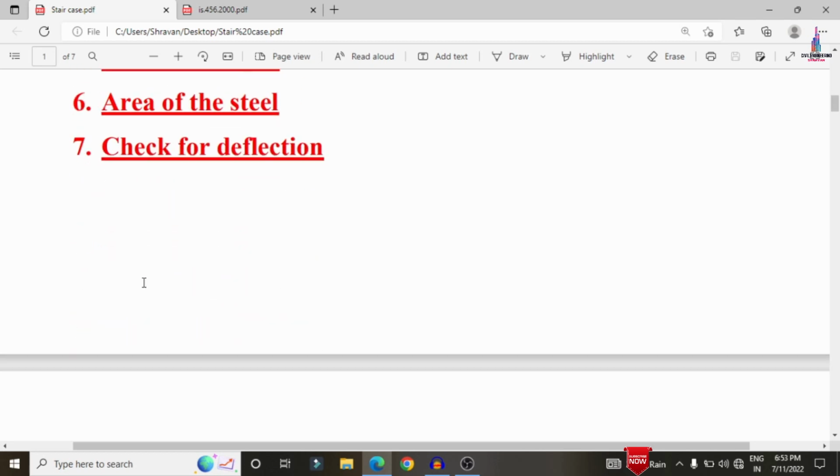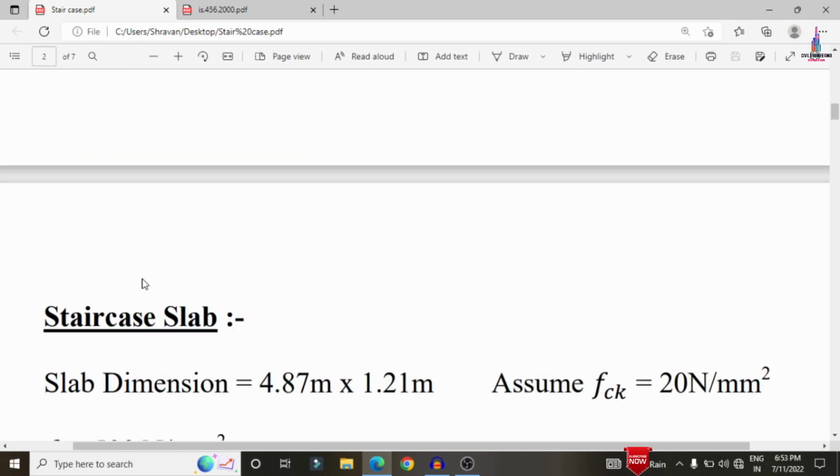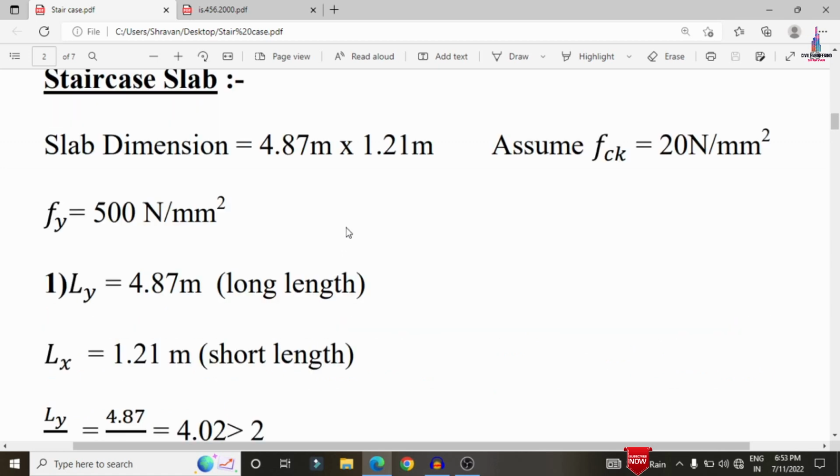For example, I am considering a simple example for designing of the staircase. Let us consider a stair slab having dimensions 4.87 meter cross 1.21 meter. For that slab, I am considering M20 grade concrete and 500 grade steel. So let us consider the length of the long span as approximately 4.87 meter and the length of the short span as approximately 1.21 meter.